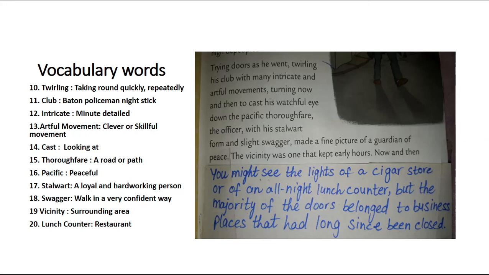Number 14, cast. Cast means looking at. Number 15 is thoroughfare. Thoroughfare means a road or path. Number 16, Pacific. Pacific means peaceful. Number 17 is stalwart. Stalwart means a loyal and hard-working person. Number 18 is swagger. Swagger means to walk in a very confident way. Number 19, vicinity. Vicinity means surrounding area.